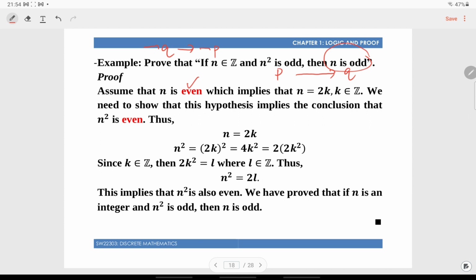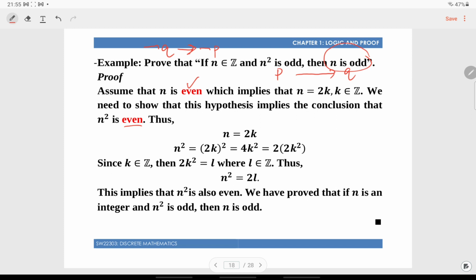Assume that n is even, which implies that n equals 2k, because it is an even number, so it can be written as 2k, where k is an integer. We need to show that this hypothesis implies the conclusion that n square is even. We want the conclusion not P, and because P is odd, not P is even. So n square is even.